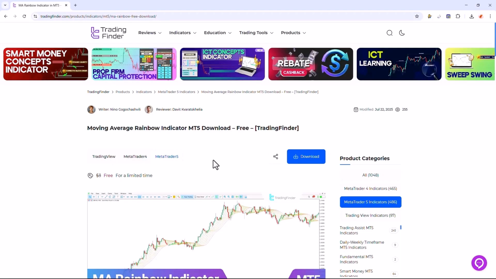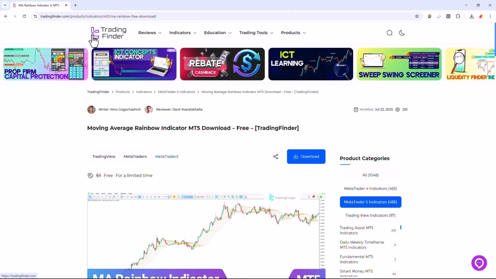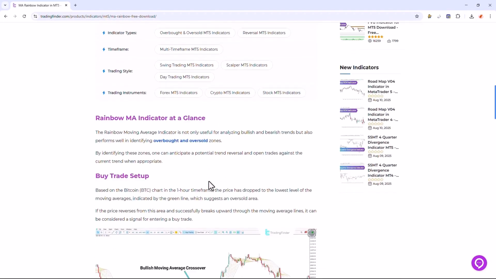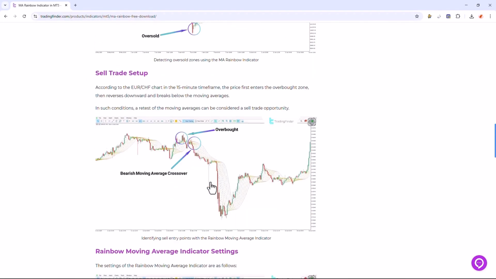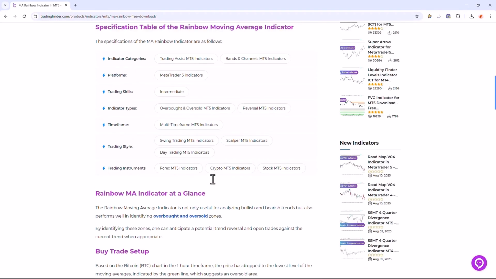The moving average rainbow indicator is available for various platforms on the TradingFinder website. From this section, you can download the indicator file for MetaTrader 4 and MetaTrader 5 platforms and run it on your chart. Traders can also read this page to learn about how the indicator works and its functionality.